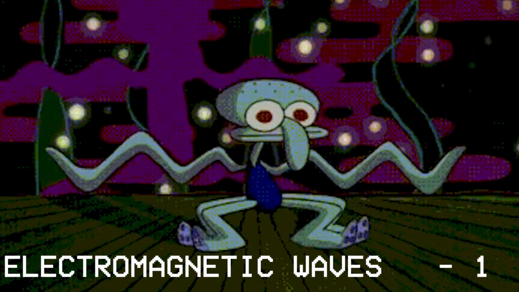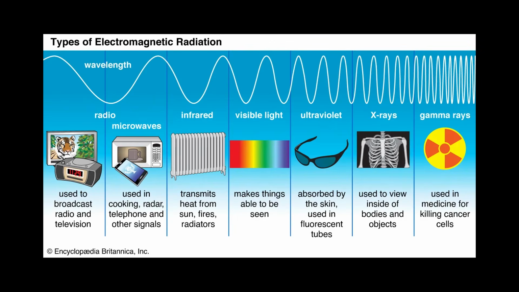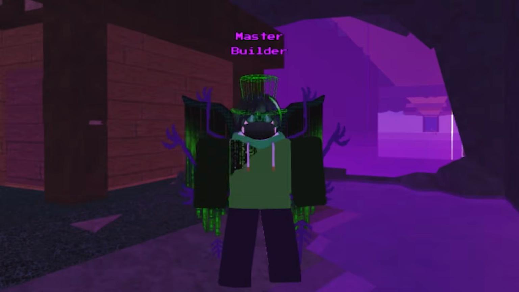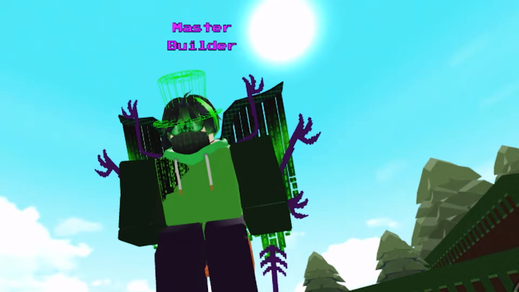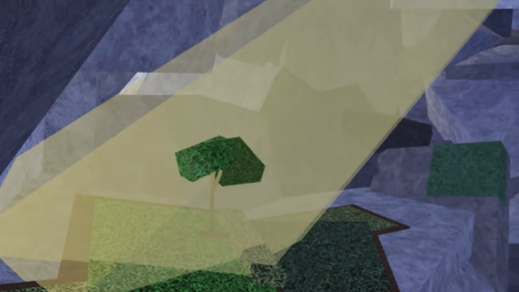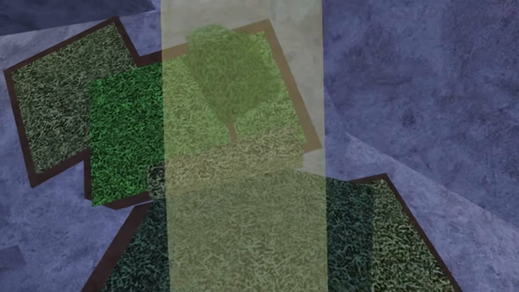So first up, we've got electromagnetic waves. This thing with the different wavelengths. Yeah. So the example I'm primarily going to be using here in Build-A-Boat is the sun. It basically works by transferring waves of energy through multiple means, like the examples at the start. It's mainly heat and stuff, which in this case is the sun giving energy to the plant.